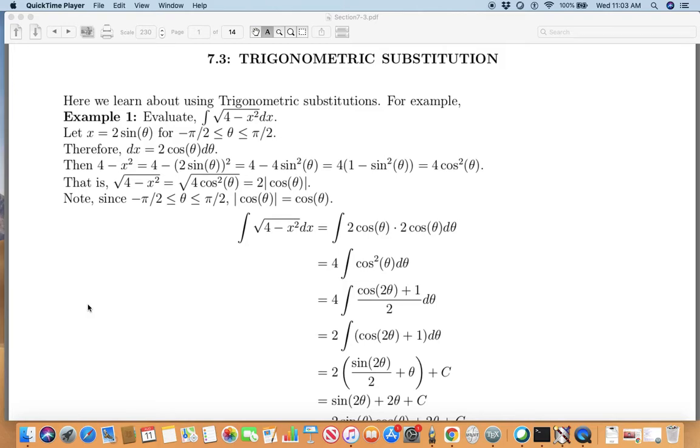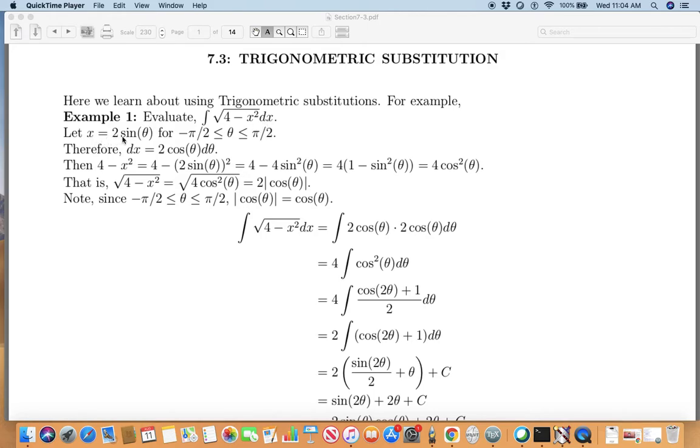Welcome back. Section 7-3, Trigonometric Substitution. Here we learn about using trigonometric substitutions. For example, here is example 1. Evaluate the integral of square root of 4 minus x squared dx.